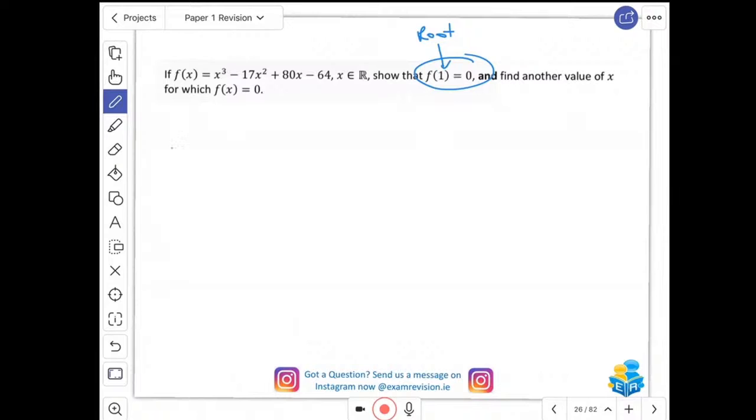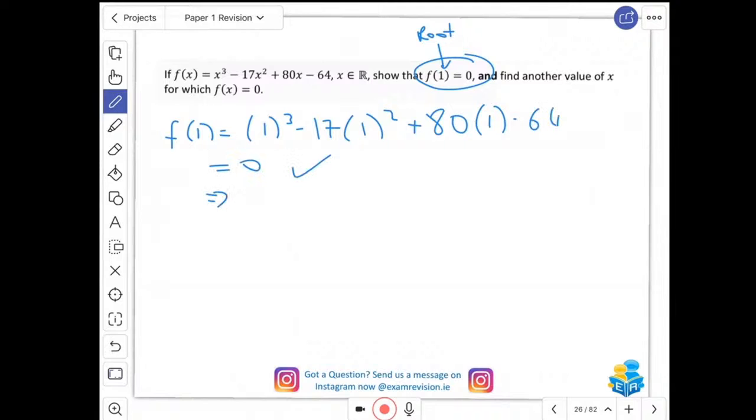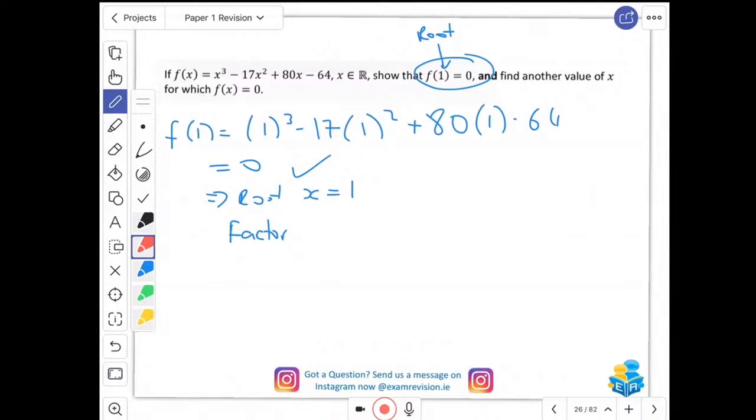So all you have to do for the first one is literally just sub in f of 1. So 1 cubed minus 17 times 1 squared plus 80 times 1 minus 64, and you will get that that equals 0. So therefore, it's a root. And if x equals 1 is a root, we can very easily work out the factor. You basically bring everything back over to the left-hand side. Originally when you have a factor, you let it equal 0 and solve it, so now we want to bring that back over. So the factor is going to be x minus 1. That's your factor theorem.